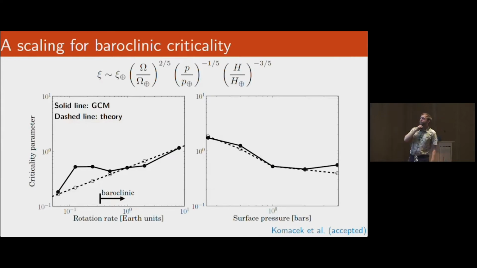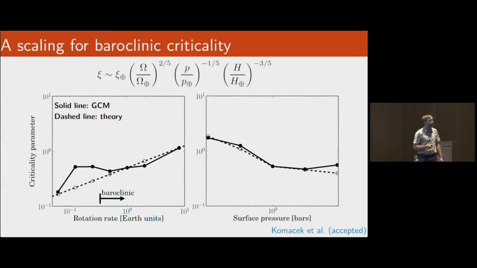And so these are comparisons with my GCM results. The solid lines in these plots are showing you the GCM results, and the dashed line is the scaling for the criticality parameter, the slope, as a function of rotation rate on the left-hand panel and surface pressure on the right-hand panel. And so you can see as a function of surface pressure, the scaling does a really good job throughout the full range of surface pressures we considered.